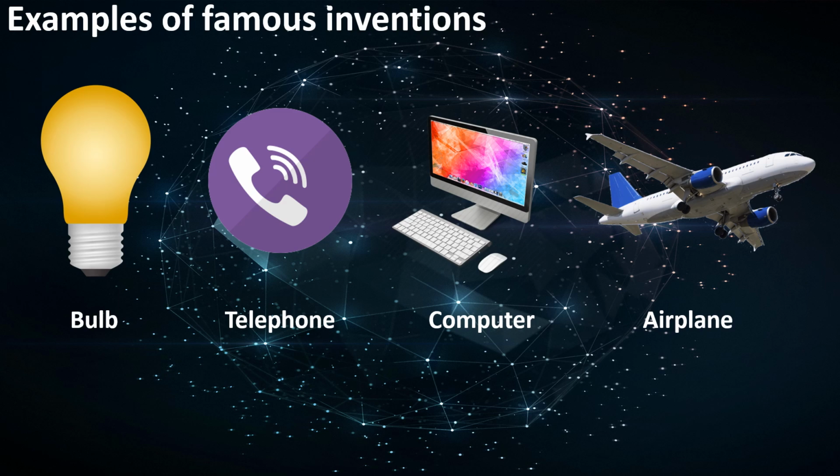But if you look at each of these, whether it's the bulb or the telephone, which is now being used as a mobile phone, then this computer, airplane, these in themselves are formed of a bundle of patents. It's not that for a computer a single patent is filed. No, a computer has so many components, so many parts, and each of these parts may have thousands of patents, which are protecting each improvement in those parts. The same goes for the airplane.